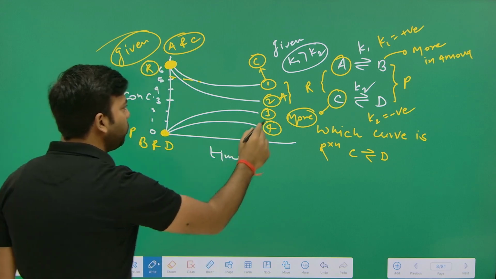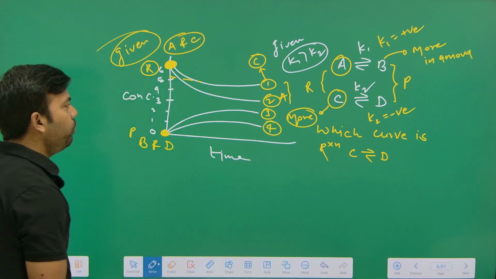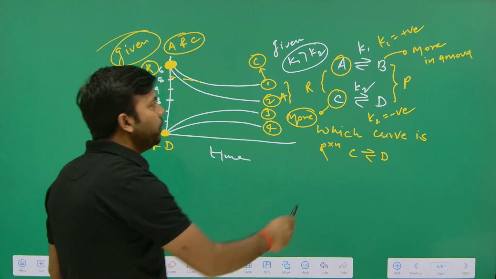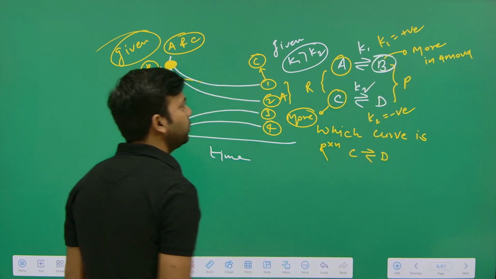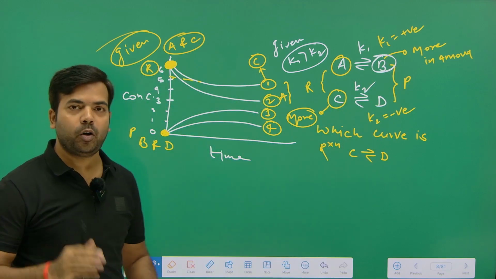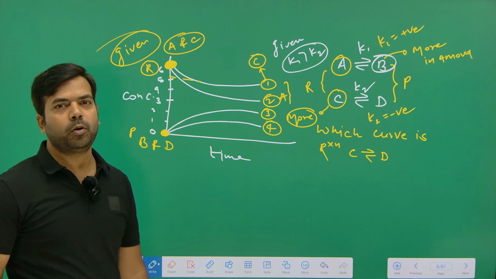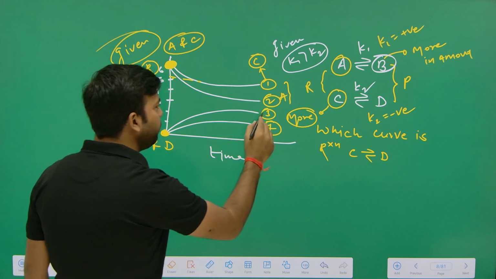Now let's figure out 3 and 4. So between products you can see B is higher in amount. Clear? Why? Because this value is positive and it will shift in the forward direction, so more product. So which amount is high between 3 and 4?